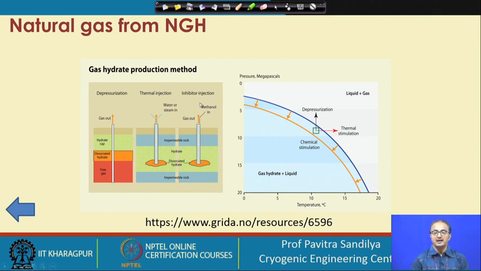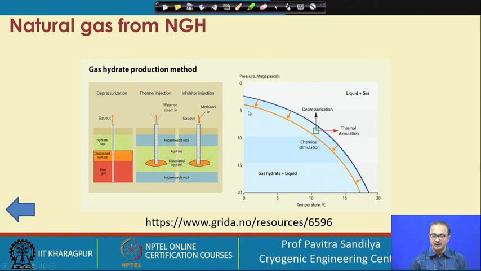And thirdly, we have inhibitor injection. It means that we are using some type of chemicals which may act in two ways. One is that they may reduce the rate of formation of the hydrate, and the second way is that they will shift the thermodynamic equilibrium line so that the gas can dissociate easily. This is shown in this particular figure.